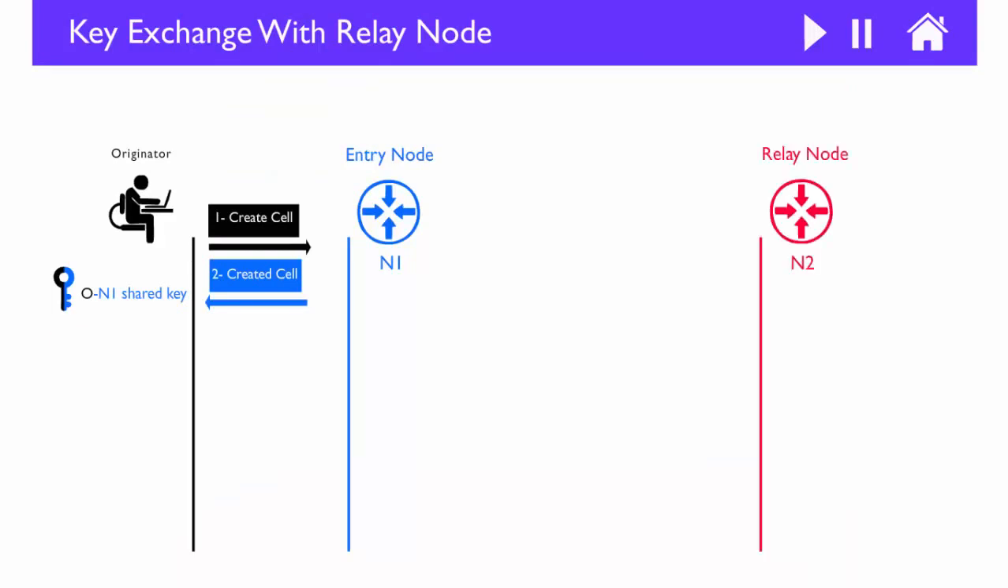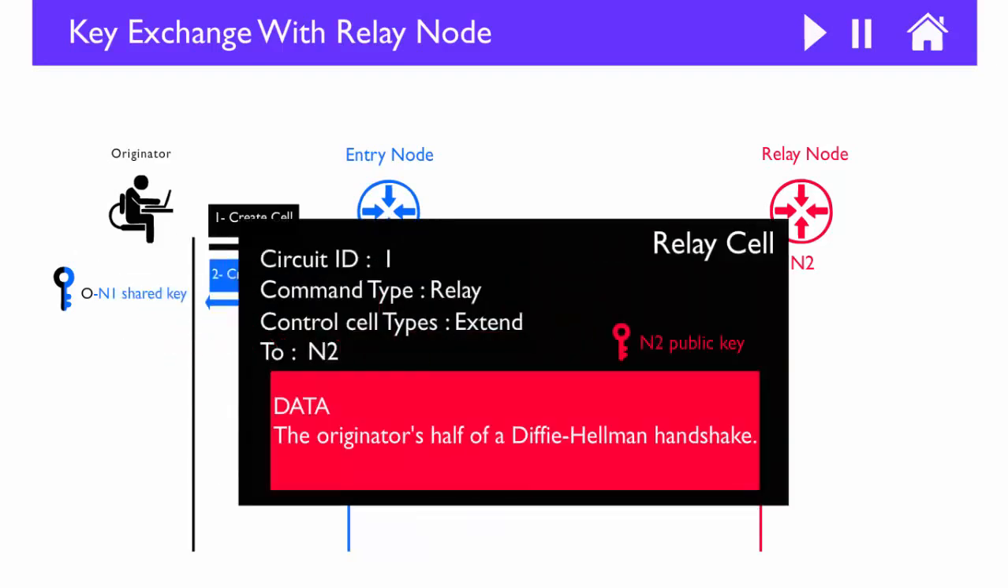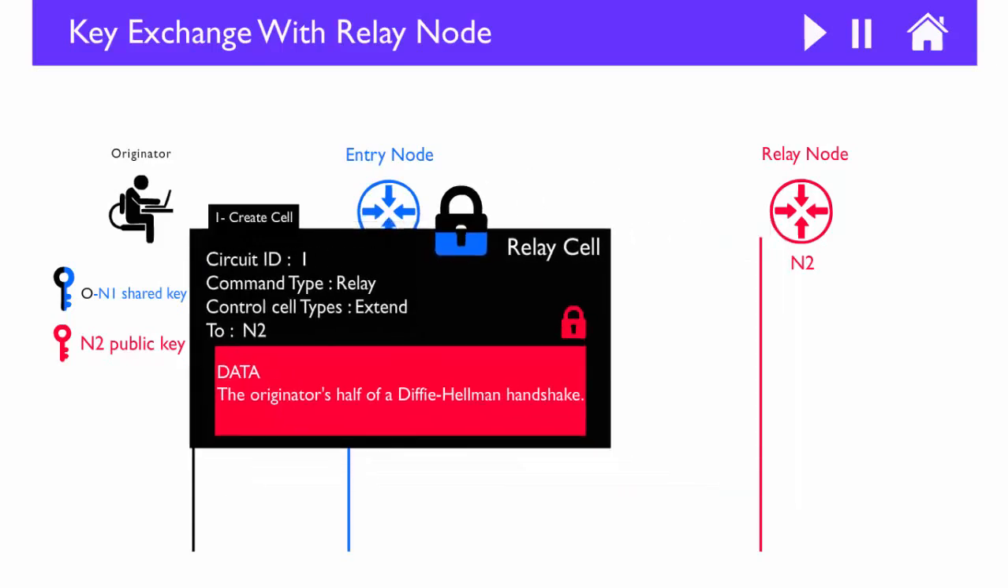Using the established encrypted link to the entry node, the originator can then relay messages to the relay node through the entry node, using encryption that only the relay node can decrypt. To extend the circuit further, the originator sends a relay extend cell to the entry node, specifying the address of the next node, with the originator's half of a Diffie-Hellman key, encrypted with the public key of the relay node.